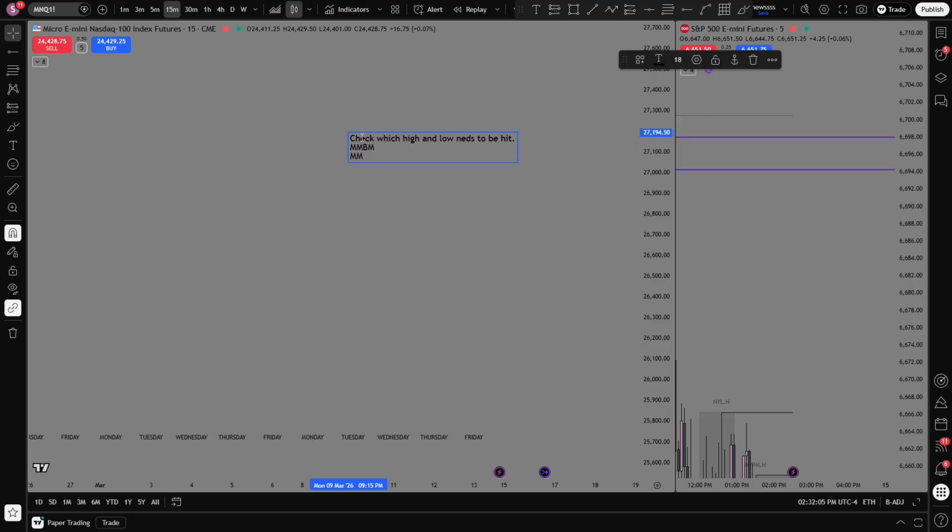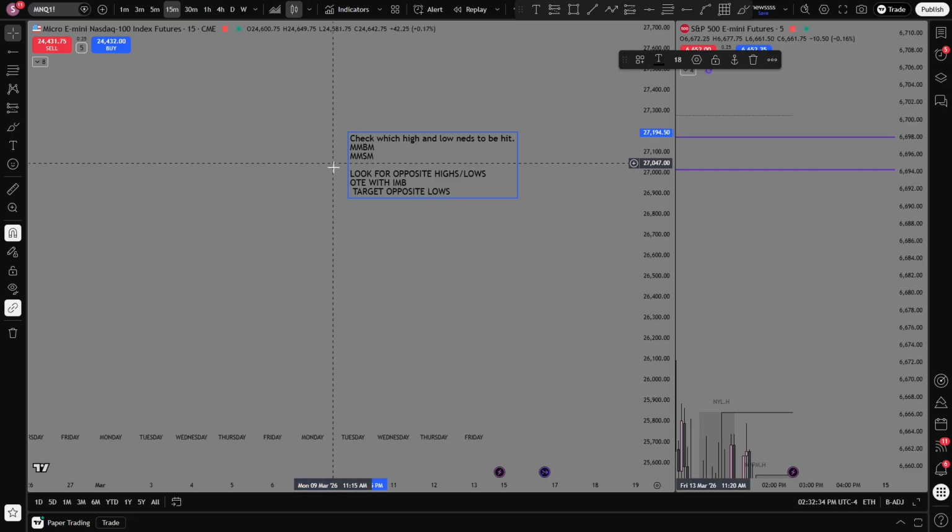Market maker buy model, market maker sell model, right? Look for opposite highs slash lows. OTE with imbalance. Target.